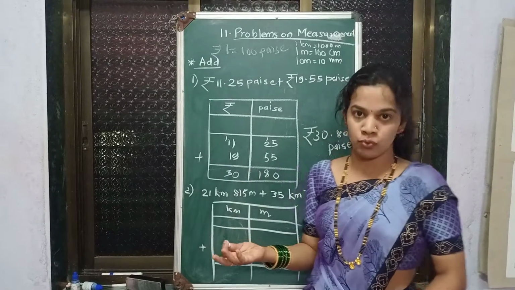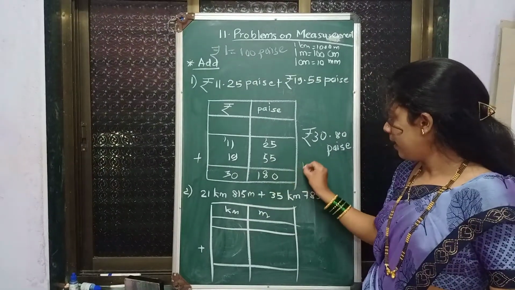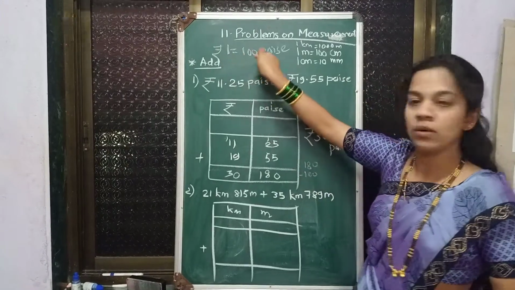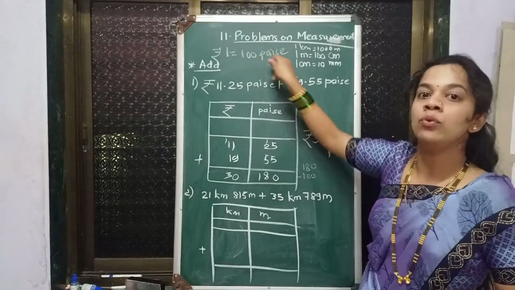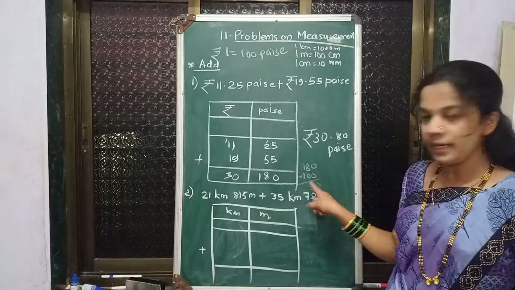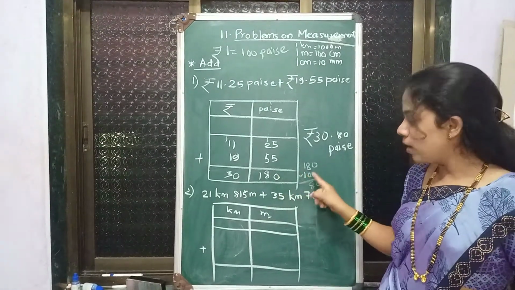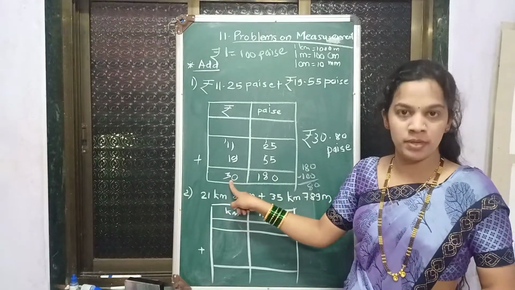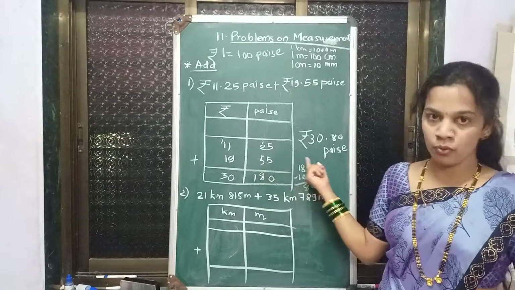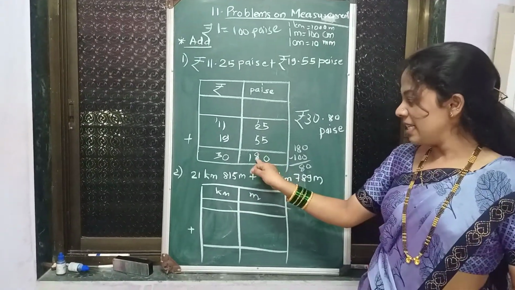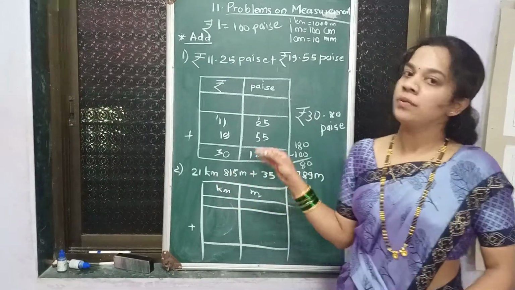So what are we supposed to do? From that 180, we will subtract 100. Why 100? Because 1 rupee is equal to 100 paise. So we are going to remove that 100 paise and get the answer 80. We will place 80 here, and that 1 rupee which was extra, which we have removed, we are going to add in the rupee section. I will show these questions in the next part. I only wanted to tell you what we are supposed to do when the answer exceeds 100.